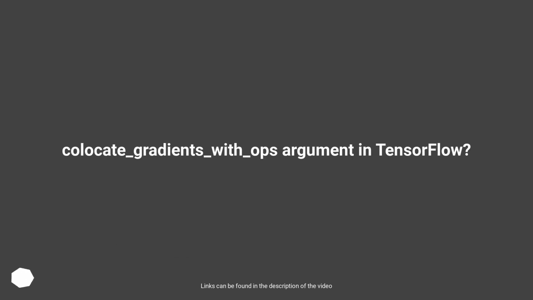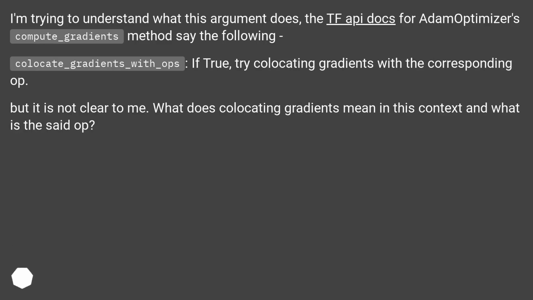collocate_gradients_with_ops argument in TensorFlow. I'm trying to understand what this argument does.